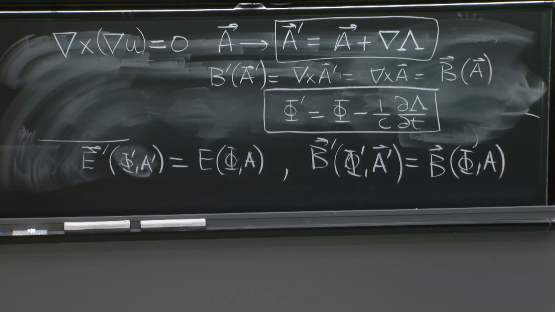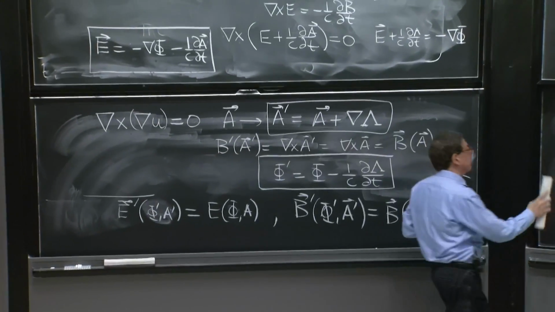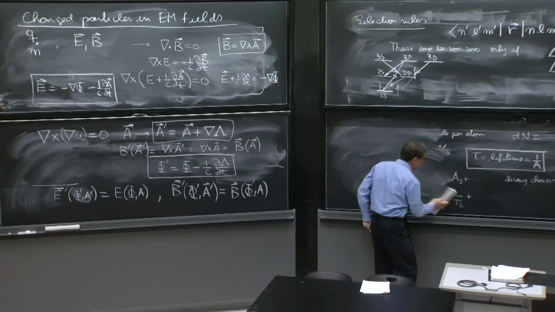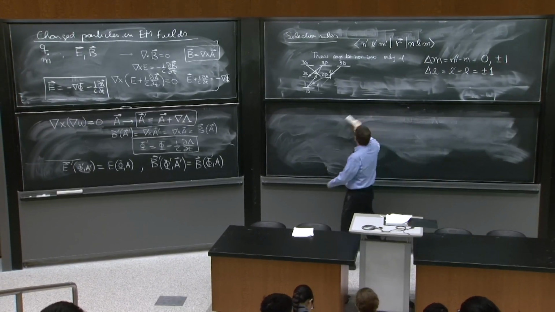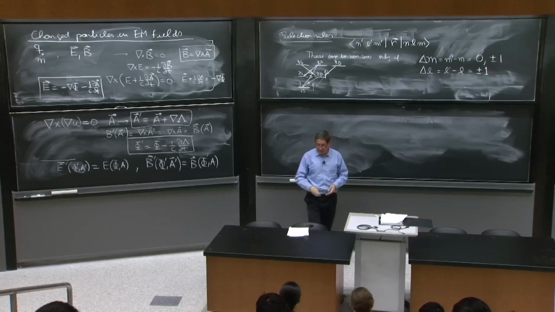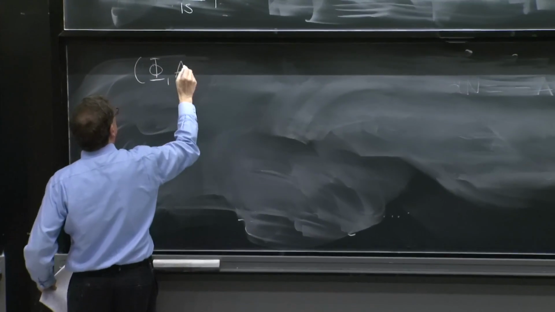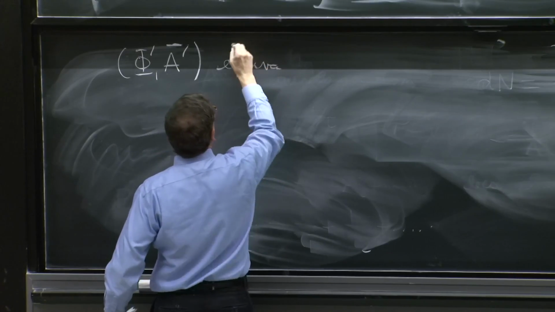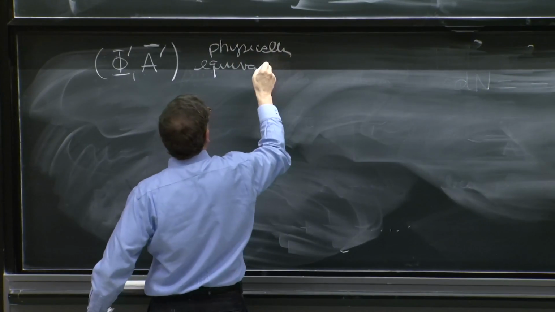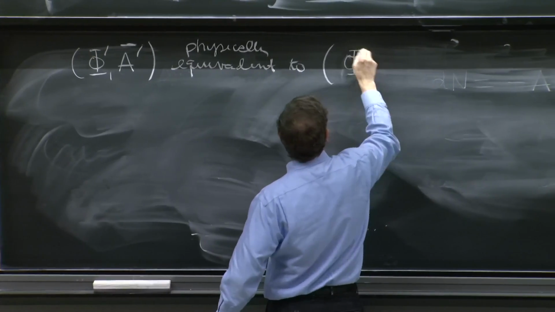This is lifted to a principle. So we started describing electromagnetic fields with E and B. We can describe them with A and phi. And let's take that seriously, because we'll need it for quantum mechanics. And we add now the extra important physical assumption, which is that phi prime, A prime is really physically equivalent to phi, A.